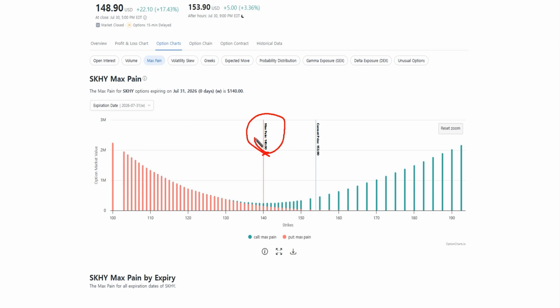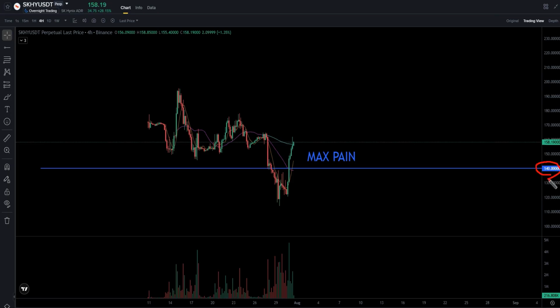Currently, the max pain point is set at the 140 range, so we establish the max pain zone at the 140 level. I've set it at 140 and labeled this area as the max pain point.